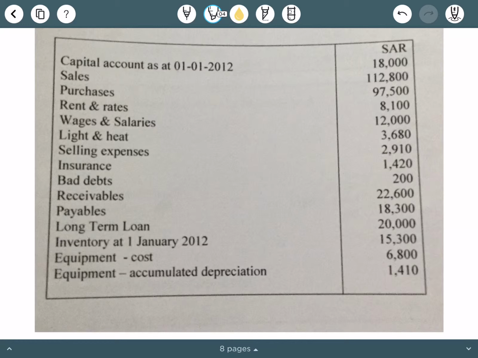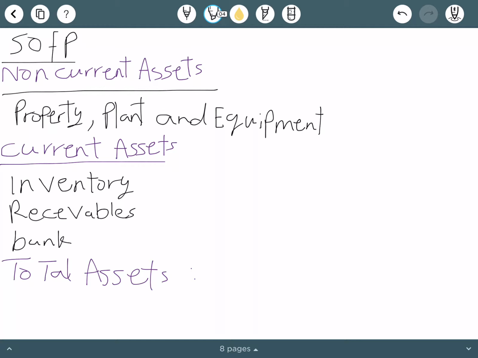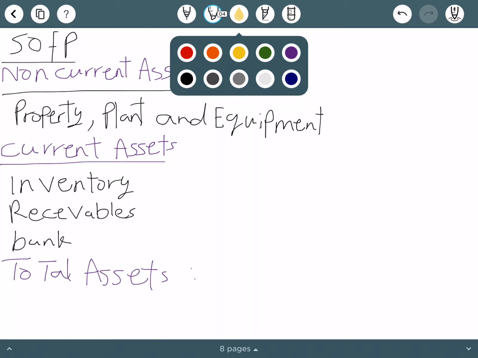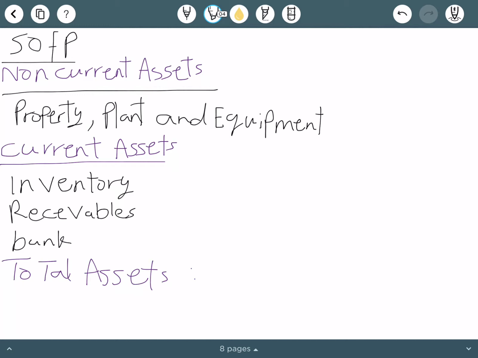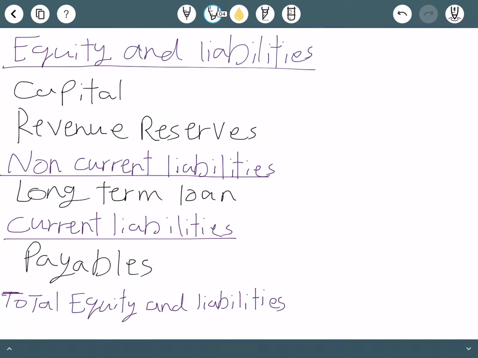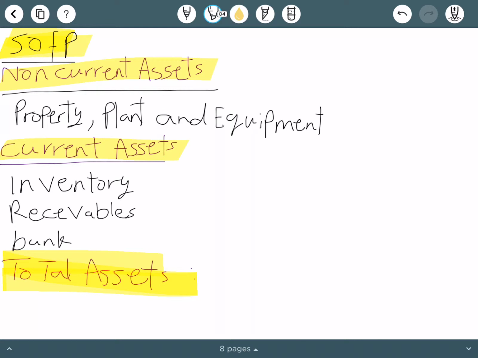So first of all, you want to write down, so this is statement of financial position. So we have non-current assets and we have current assets, and then we have the total assets. And then here we have equity and liability, non-current liability, current liabilities.